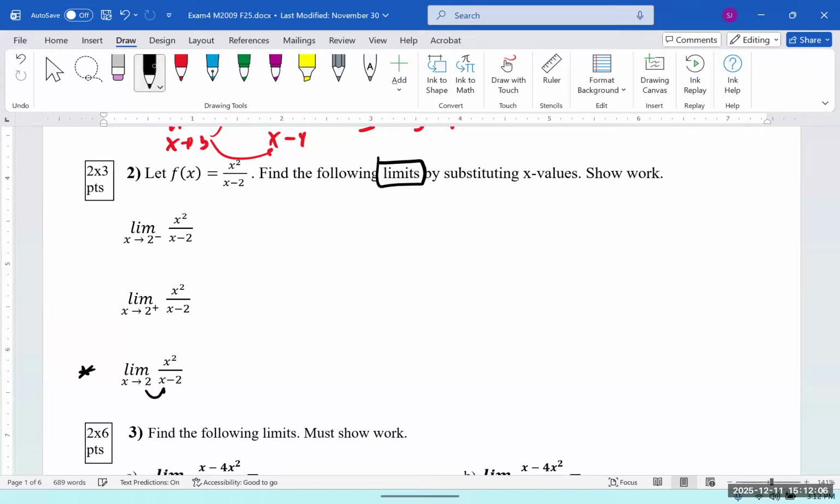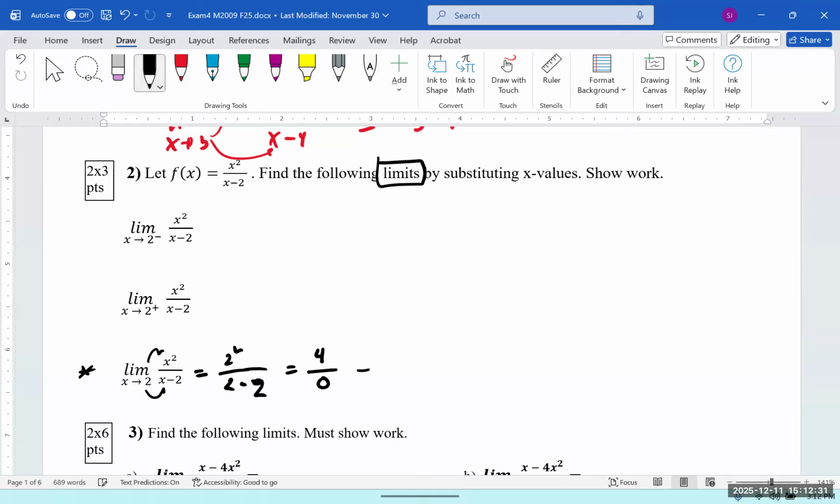When you substitute 2 here, what do you get? 2 square over 2 minus 0. What is 2 square? 4. Sorry, 2 minus 2. What is 2 minus 2? 0. Do you have a problem here? We do. But is it 0 over 0 problem? No. It's a number over 0 problem.